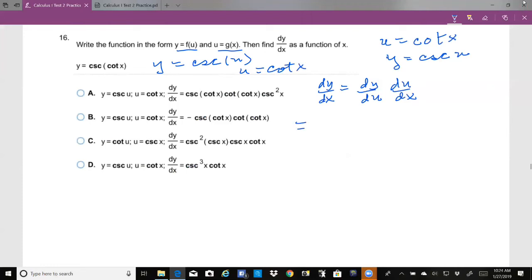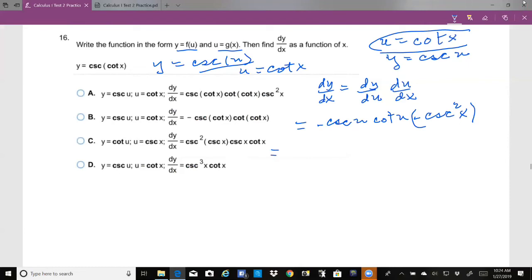So dy/du is the derivative of cosecant of u, which is equal to minus cosecant of u times cotangent of u. And du/dx is the derivative of cotangent of x, which is minus cosecant squared of x.